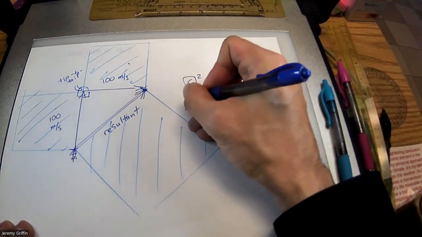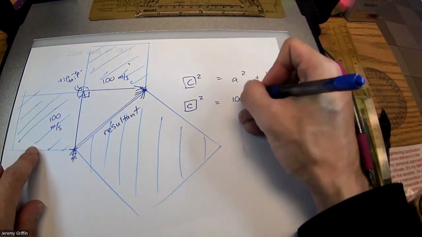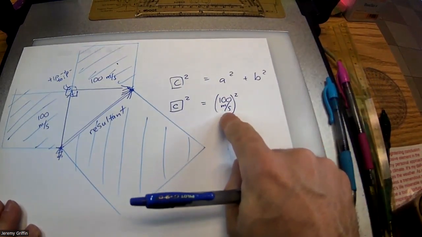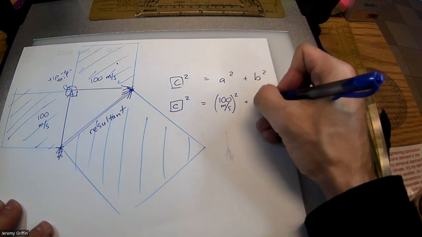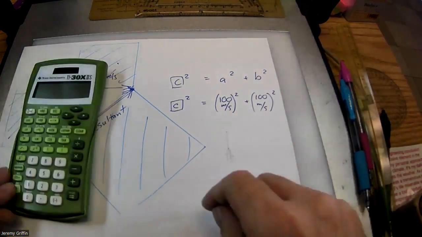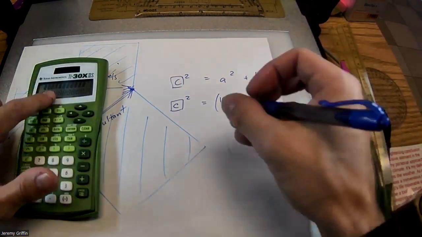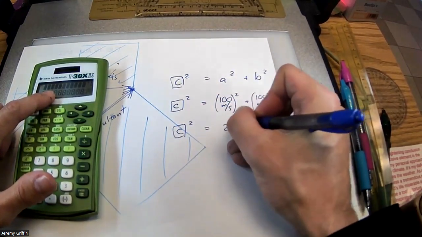So I'm trying to solve for c, the hypotenuse. I know a is 100 meters per second, and I'm going to square that, because remember in physics, numbers have units attached to them. b is also 100 meters per second, and we're going to square that. Let's see, what is 100 squared plus 100 squared? It's 20,000. So c squared is 20,000.